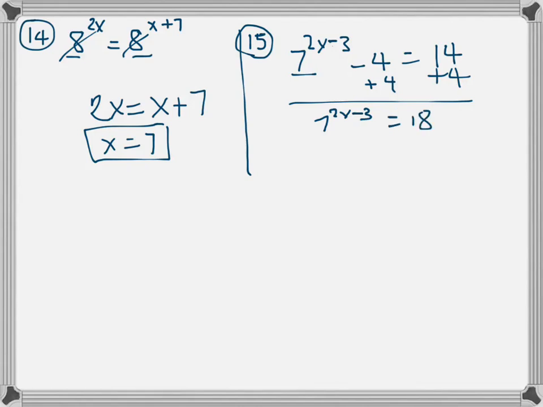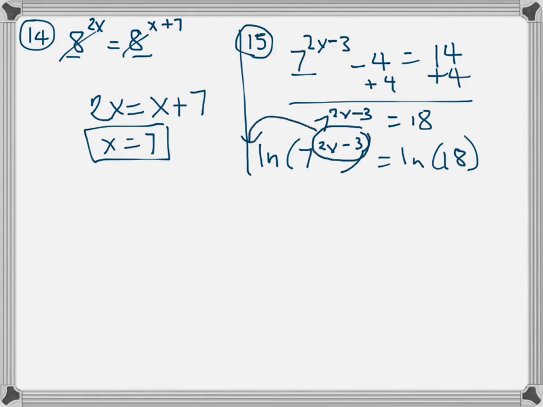Now, how do I get rid of that 7? Well, it's exponential, so I'm going to take the log of both sides. Let's take the natural log because everybody likes it better. 2x minus 3 is equal to the natural log of 18. Now again, natural log and base 7 do not cancel out, so I'm going to use the power property to take this exponent here out front. So in parentheses, I'm going to have 2x minus 3 times the natural log of 7 is equal to the natural log of 18.